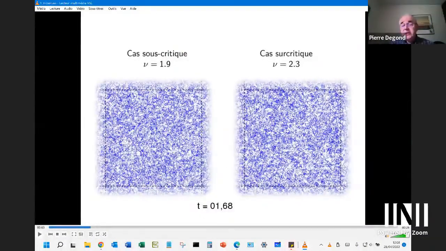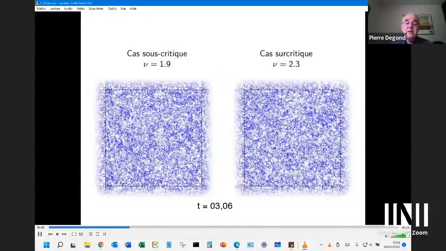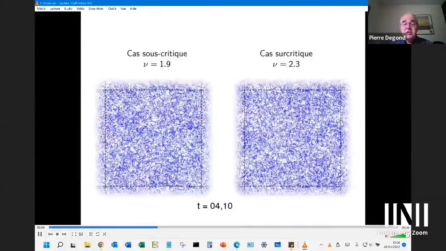So basically, in this model, you have particles that try to align with their neighbors, but there is some noise, so this alignment is sort of impaired by some noise. And so according to the intensity of the noise, what you see is quite different. And in fact, there's a phase transition.